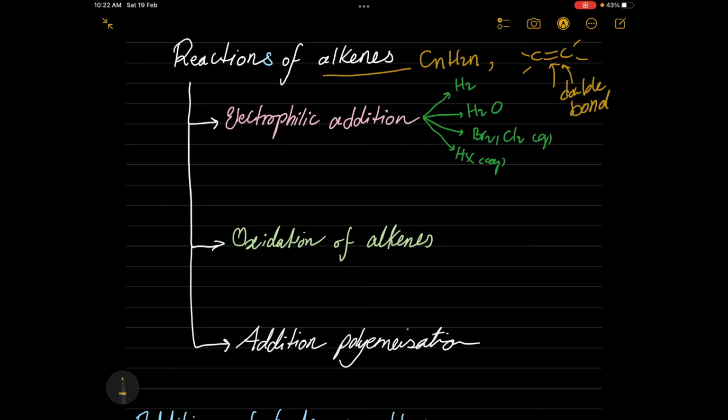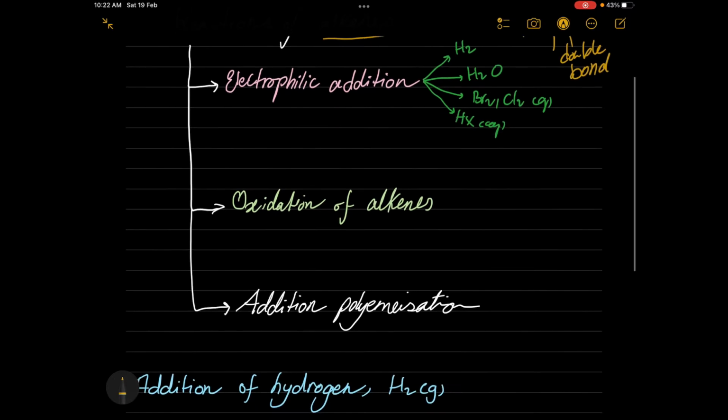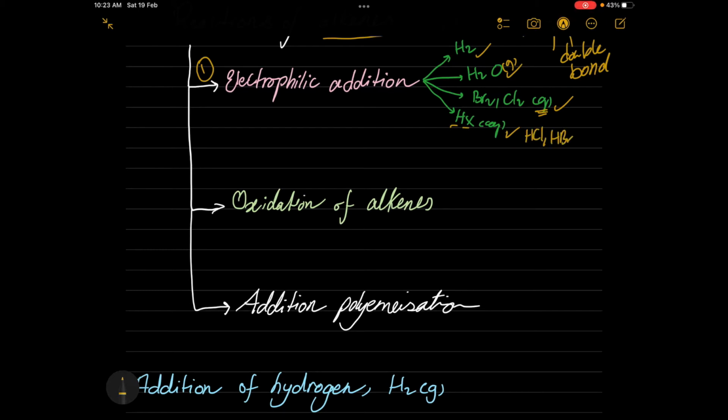So we're going to cover the three main reactions of this family. The reaction number one will be about electrophilic addition, all right? And we're going to cover the electrophilic addition of hydrogen, of water in form of gas, steam, bromine and chlorine in aqueous. Put in your mind, it must be in aqueous. We're going to cover hydrogen halide like HCl, HBr in the aqueous form, okay?